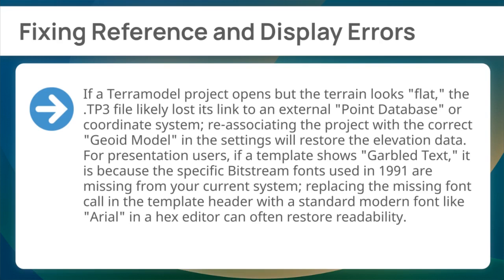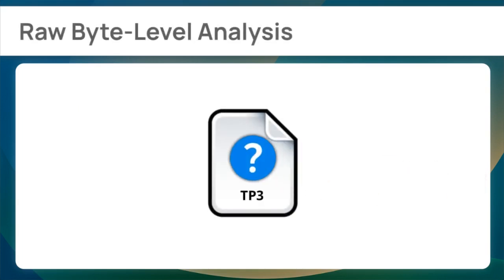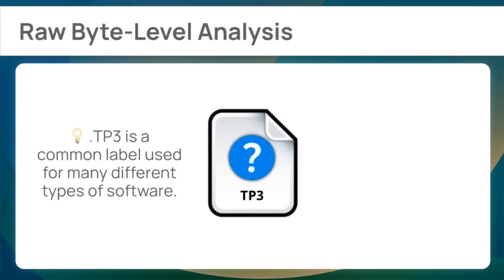For presentation users, if a template shows garbled text, it is because the specific bitstream fonts used in 1991 are missing from your current system. Replacing the missing font call in the template header with a standard modern font like Arial in a hex editor can often restore readability. If the TP3 compatibility attempts failed, the problem is usually that the extension name is being used by a program you don't have installed yet.